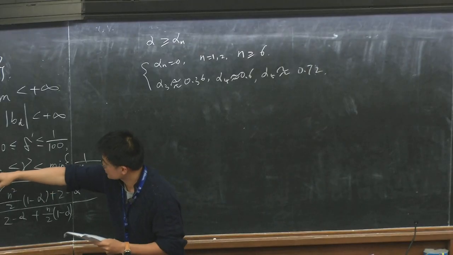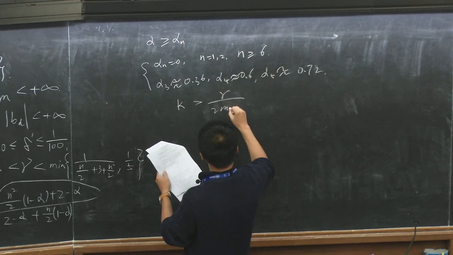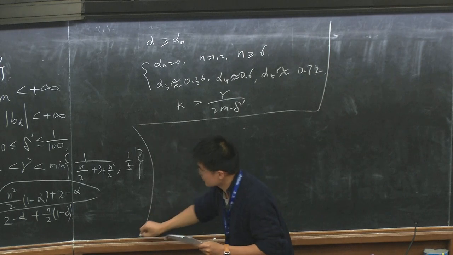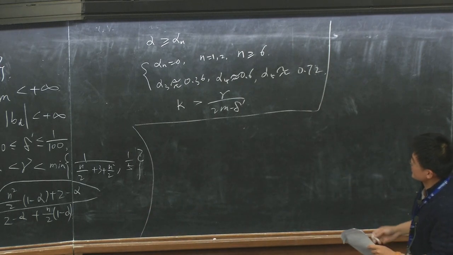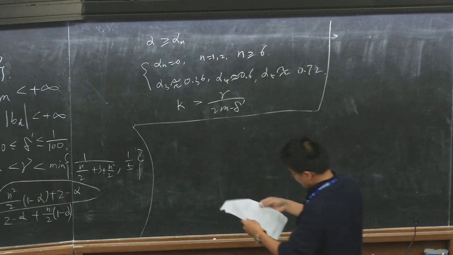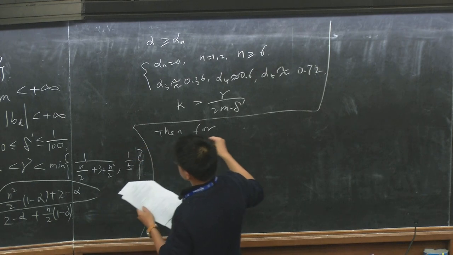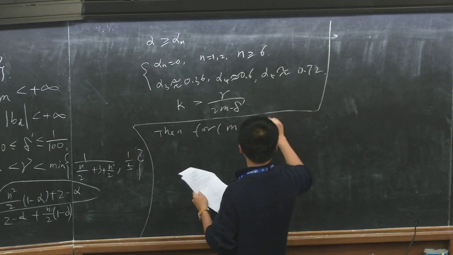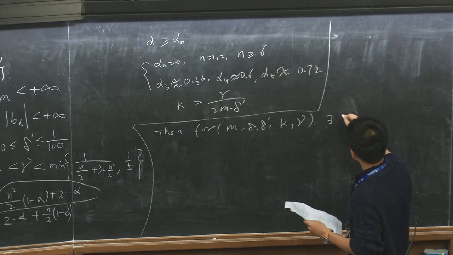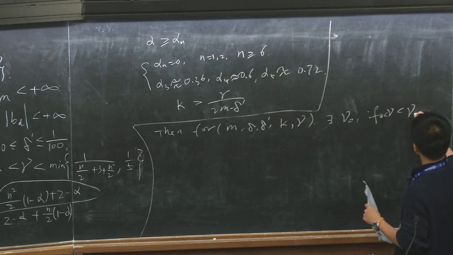Then we can assume additionally that alpha kappa is bigger than gamma delta pi. So these are the assumptions, which you can just ignore at this moment. Then for this fixed m, delta pi and gamma kappa gamma, we have a zero and mu zero, if mu is smaller than mu zero.